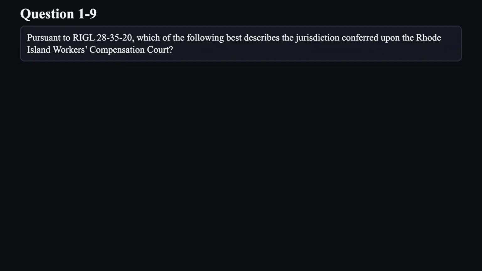Question 9. Pursuant to RIGL 28-35-20. Which of the following best describes the jurisdiction conferred upon the Rhode Island Workers' Compensation Court?